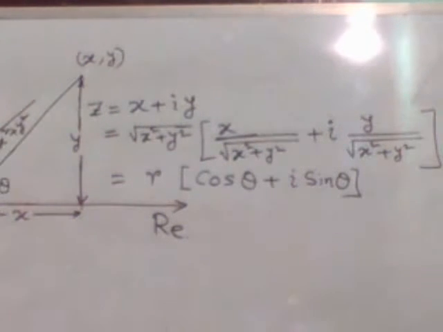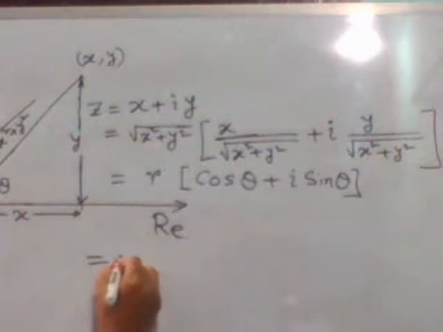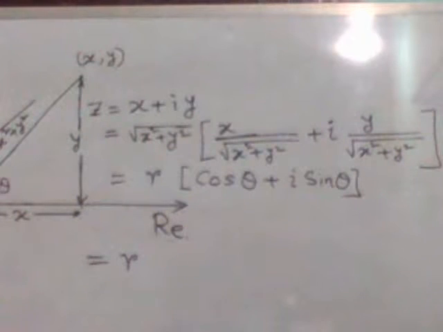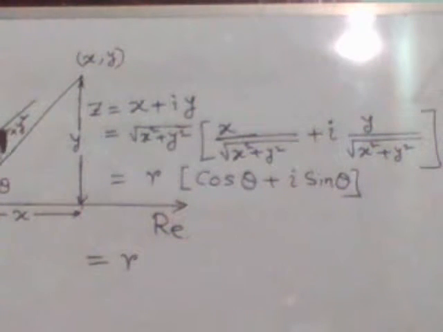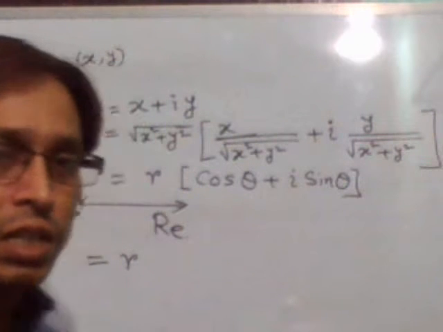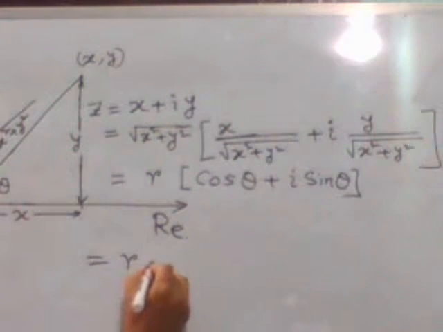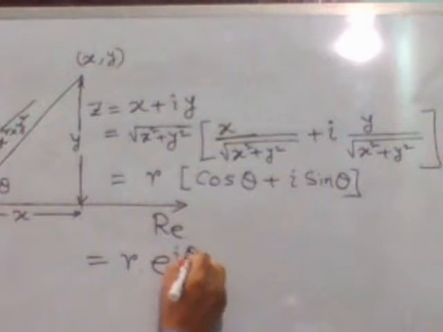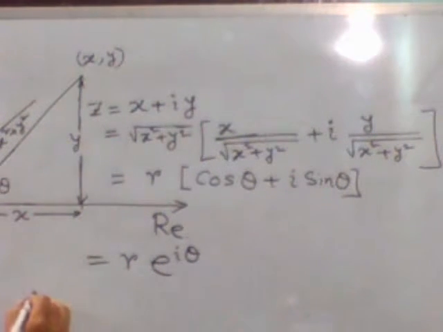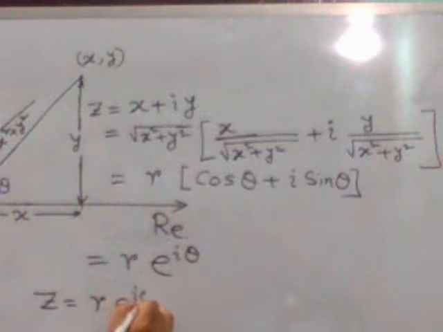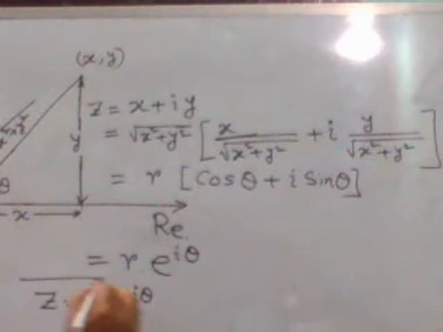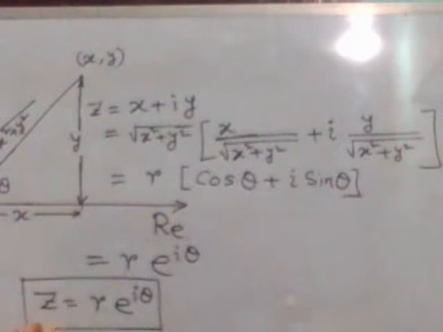This can also be written as, we know that in a previous example we have shown that cos theta plus i sin theta in Euler form you can write as e to the power i theta. So this can be written as r into e to the power i theta. So any complex number z can be represented as r into e to the power i theta. So this is another important formula for complex numbers.